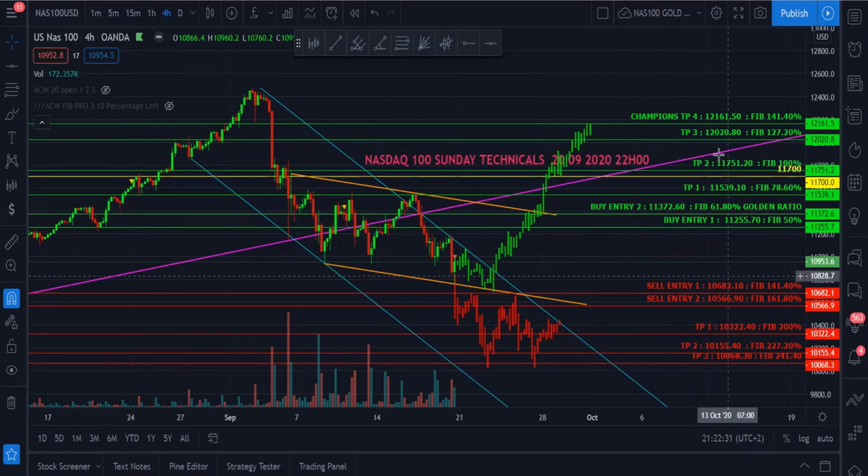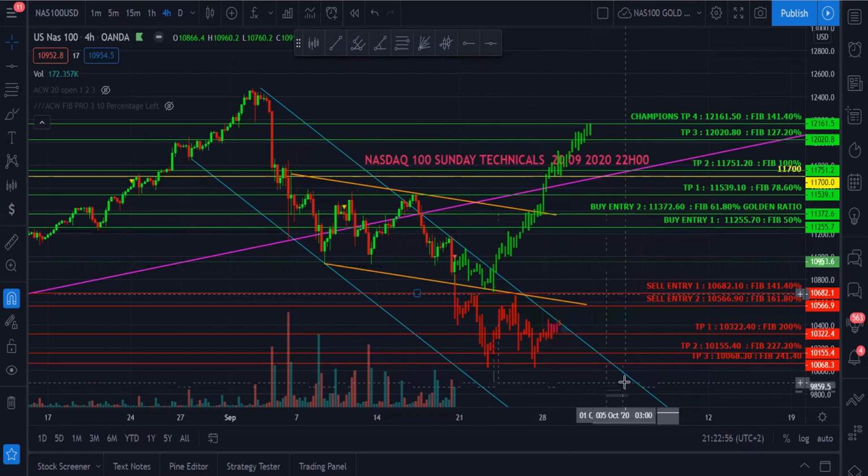I'm not a fan of sell entries, but sometimes we have to make money and have to trade this trade. So if NAS breaks this trend line that we have set here, the orange one that you are seeing, then we would go into our sell entry of 11,682, and we'll do another sell entry at 10,566. That's if it goes further down. And then we confidently will put our TP1, TP2 and TP3, if we're lucky enough to get that far, at 10,322, 10,155 and 10,068. So guys, simple enough, two scenarios.